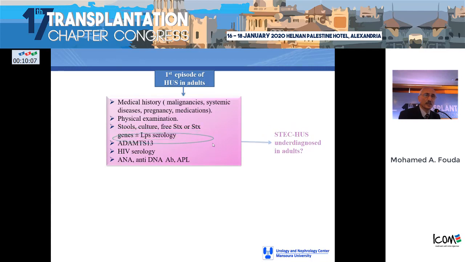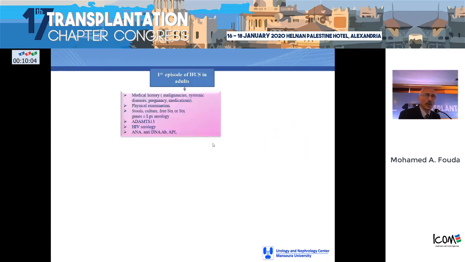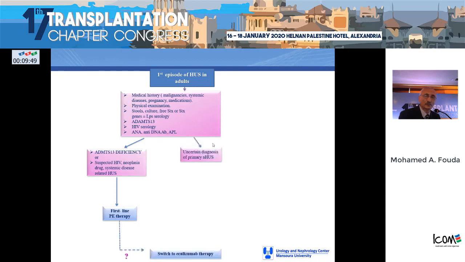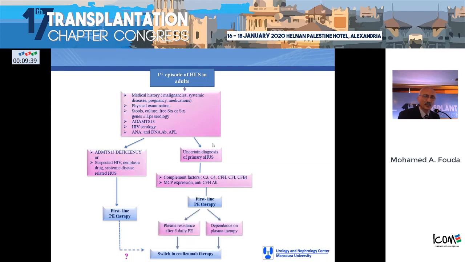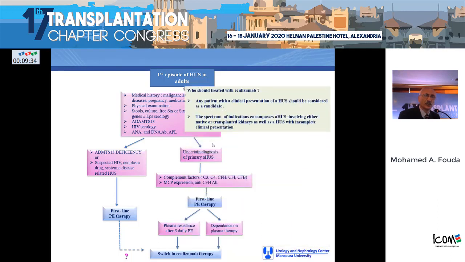When we have a patient with a first episode of HUS, we have to rule out several diseases, either infection-related or systemic disease, and we have to rule out ADAMTS13 deficiency. Still, the first line of treatment, as Professor Muntasir said, is plasma exchange therapy. When we have an uncertain diagnosis of primary atypical HUS, then we can proceed to genetic screening, and still the first line of treatment is plasma exchange. And we are waiting for response, either plasma resistance or dependence. In this situation, one question will arise.